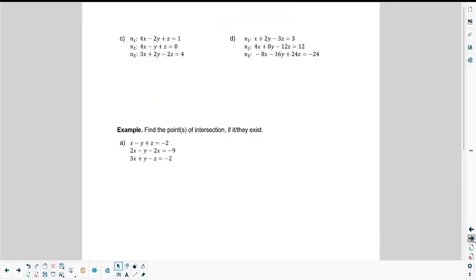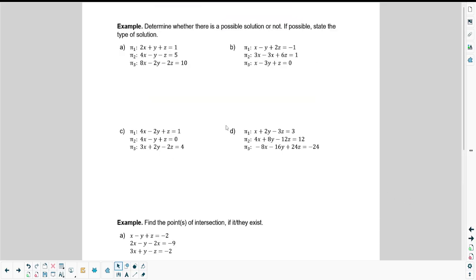Okay, so let's actually do the work now. We're going to determine whether a solution is possible. If it is possible, what kind of solution? Are we getting a line? Are we getting a plane, infinite, or unique?